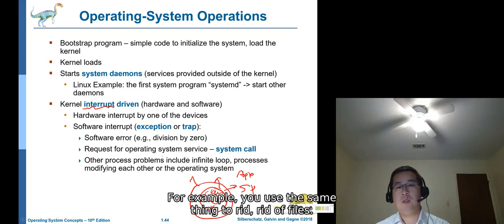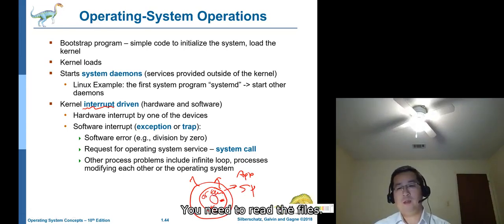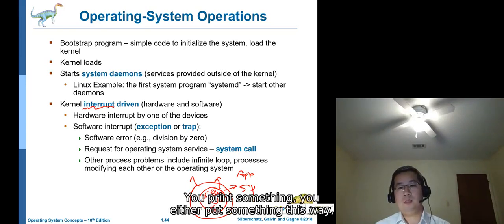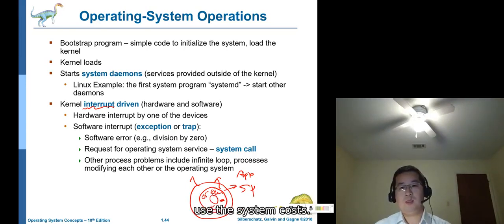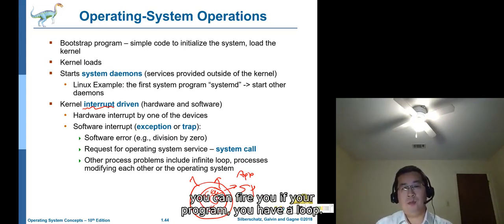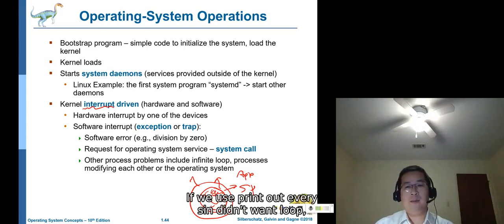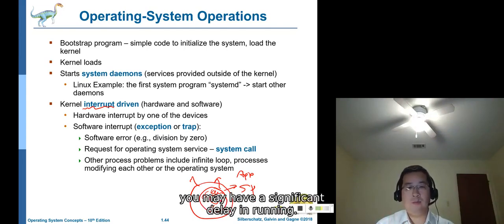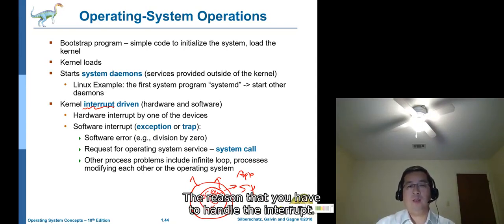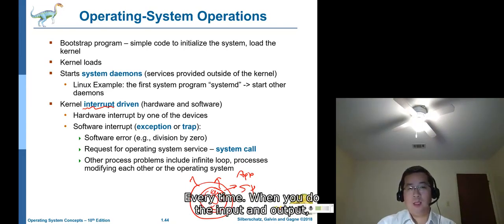For example, you want to read files, you need to use the system calls. You print something, you output something, this will use the system calls. So if you have a loop in your program and you print out everything during the loop, you may have a significant delay in your running. The reason is that you have to handle the interrupt every time you do input and output.